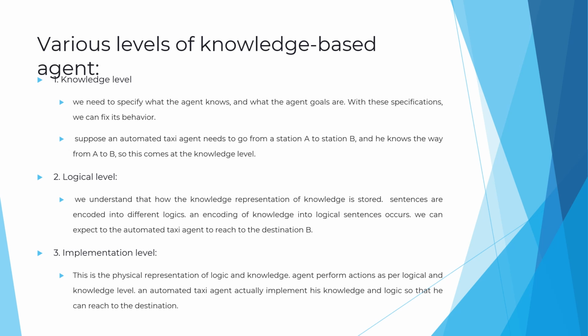For example, suppose an automated taxi agent needs to go from station A to station B, and he knows the way from A to B. So this comes at the knowledge level.